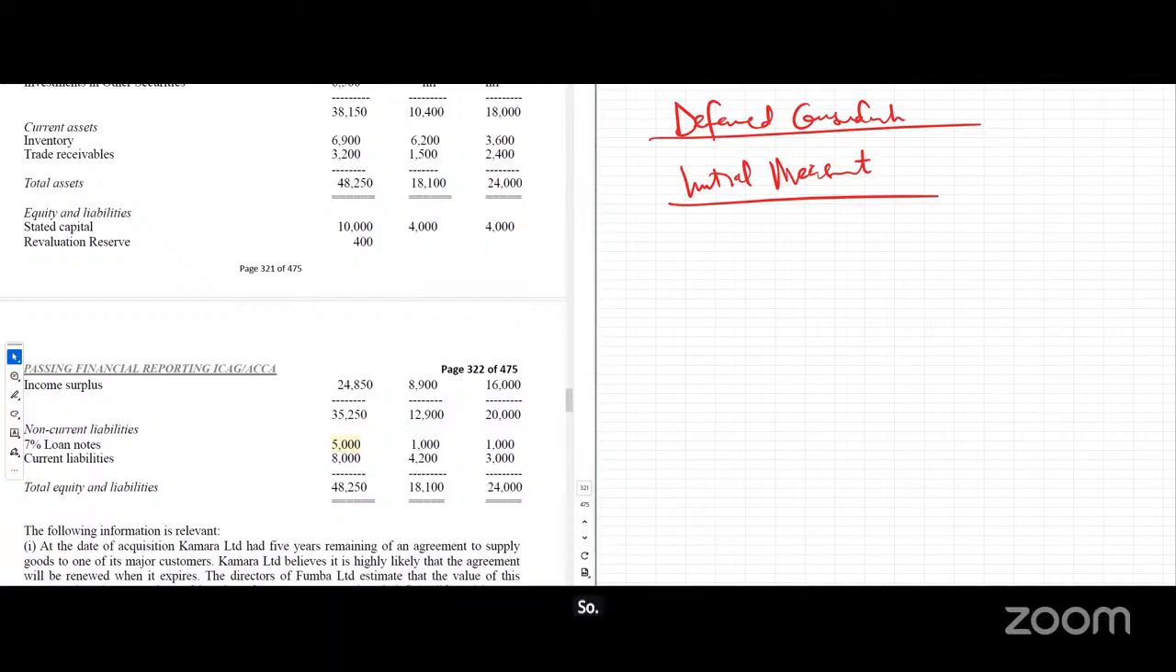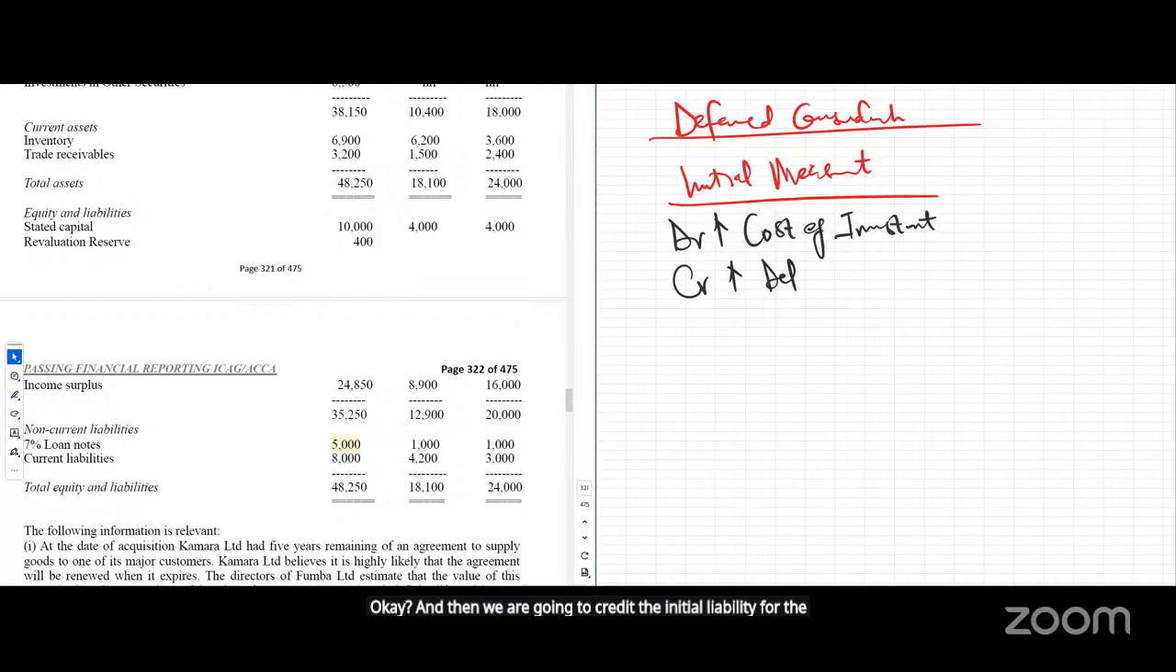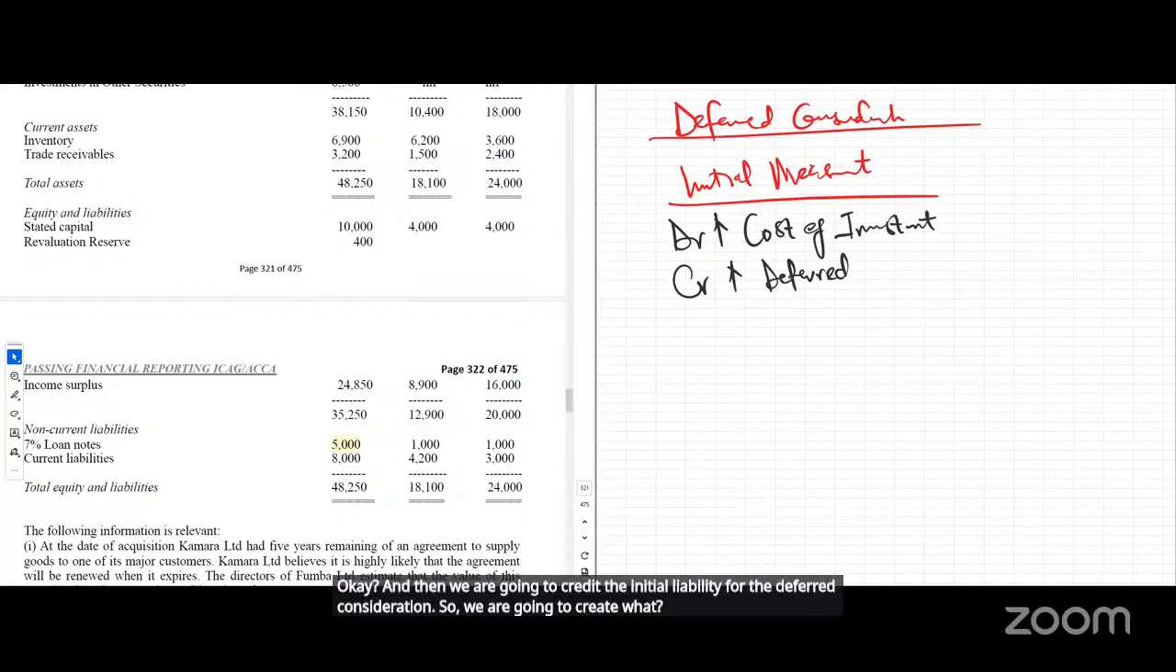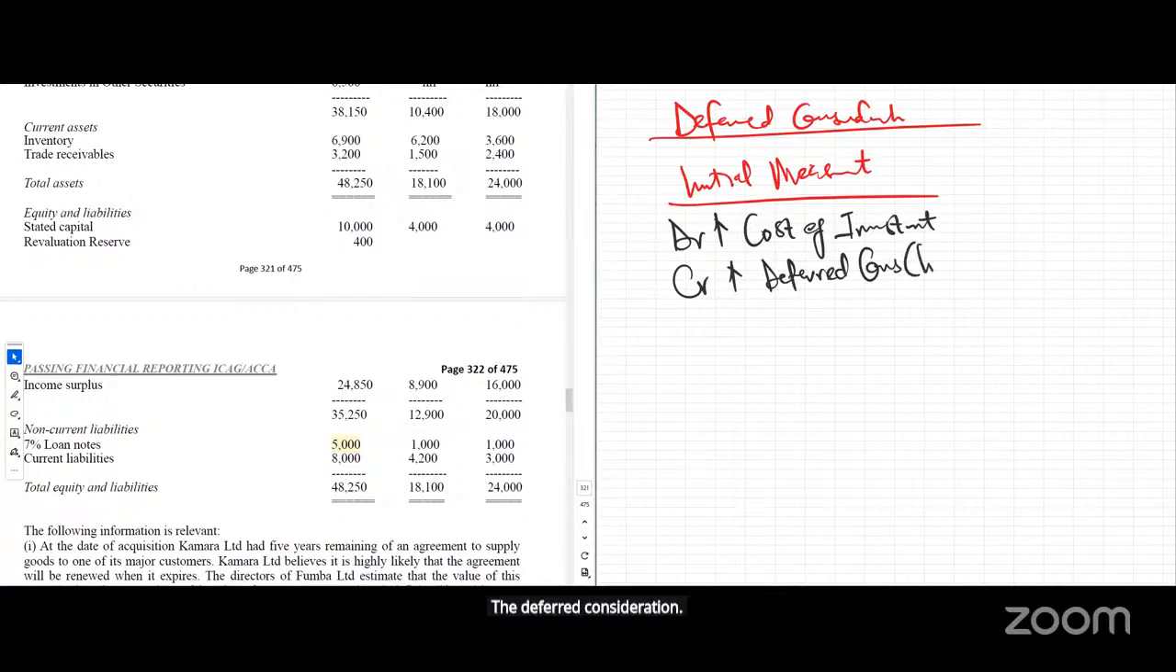So let's see. Initial measurement, I told you, debit what? An asset, which is actually the cost of investment. And then we are going to credit what? The initial liability for the deferred consideration. So we are going to create the deferred consideration, which is actually a liability, right?